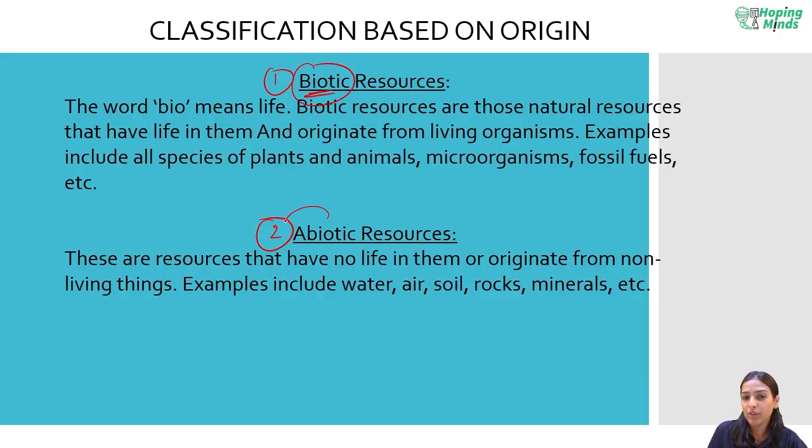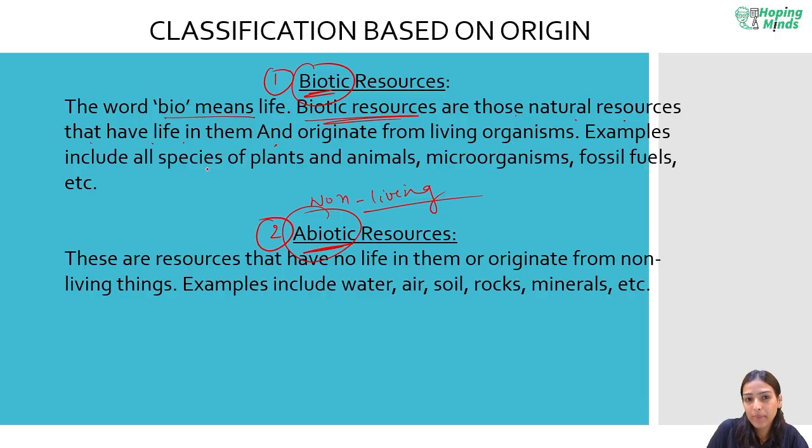By now we should be well versed about what biotic and abiotic mean. The word bio means life. The word abio, on the contrary, would mean non-living. Biotic resources are those natural resources that have life in them, and they originate from living organisms. For example, all species of plants and animals, all microorganisms, and all fossil fuels.